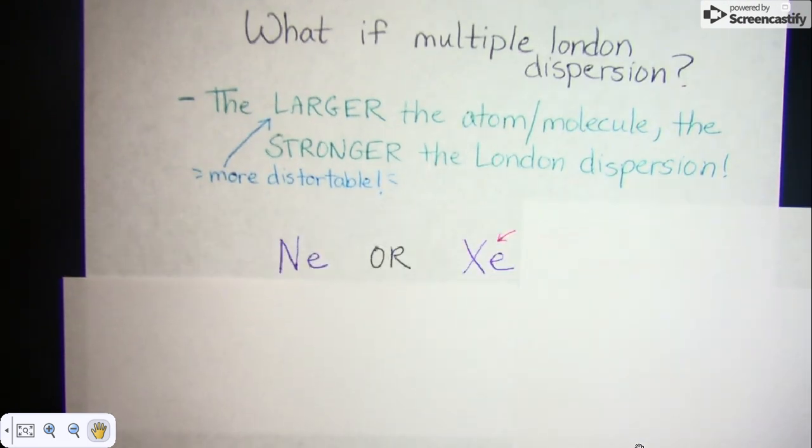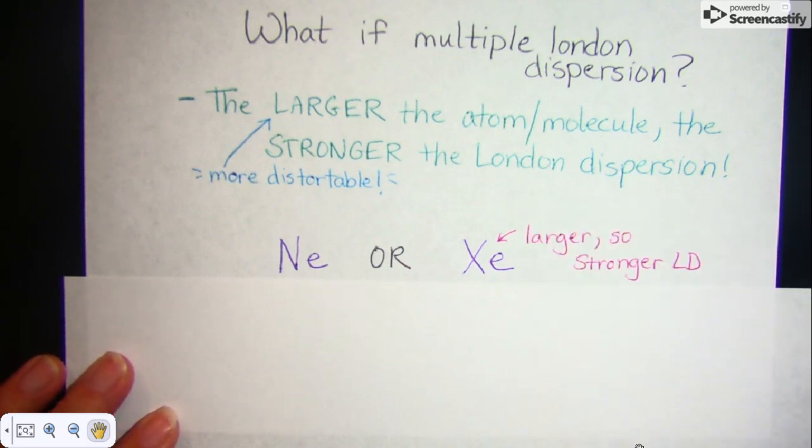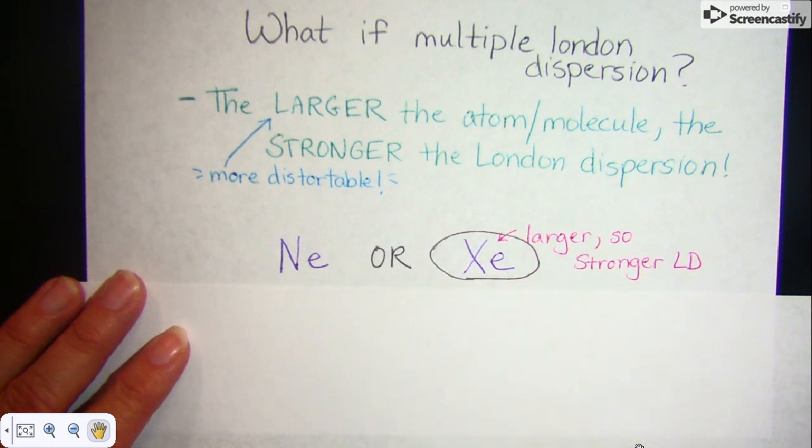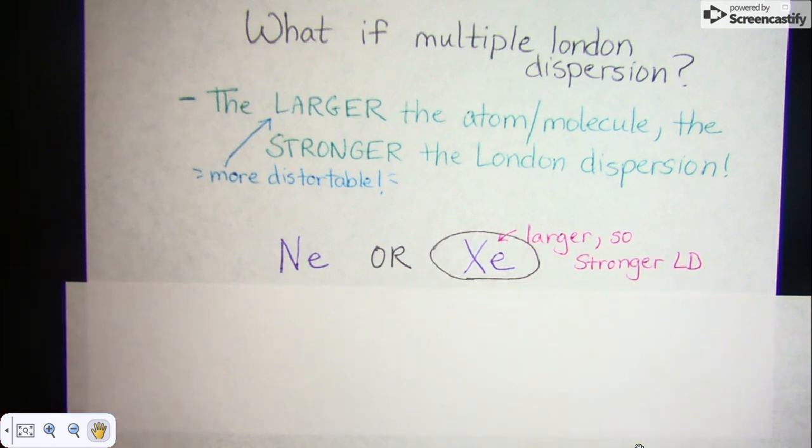Who will it be? Well, I kind of had the arrow already pointing to it, but neon or xenon. Neon and xenon are both noble gases, so they're both London dispersion. As you go down a column, xenon gets larger, neon is quite a bit smaller. And since xenon is larger, it is more distortable, and larger means stronger London dispersion. Again, strong of the weak. So in comparison, your xenon would be the stronger of the two since it is larger.